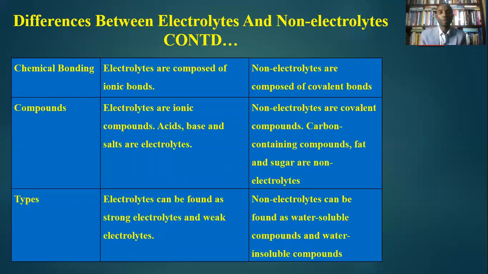Lastly, we can compare them even in their types, the way they exist. Electrolytes can be found as strong electrolytes and weak electrolytes, while non-electrolytes cannot be found that way. Rather, they can be found as either soluble compounds or insoluble compounds. These are the comparisons we can give to them by differentiating them.